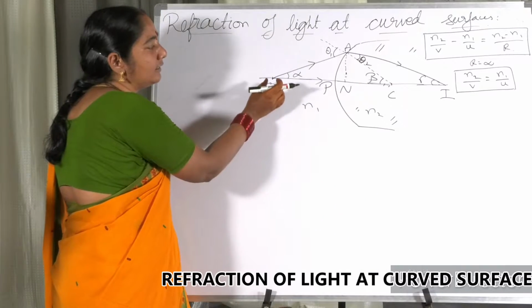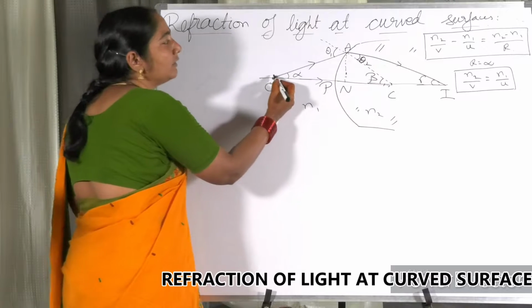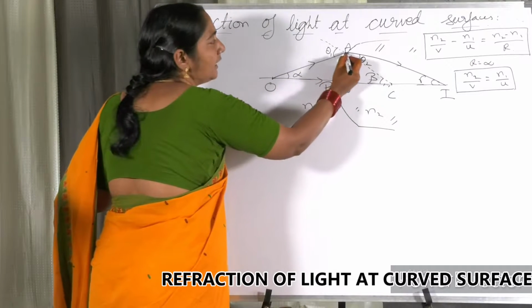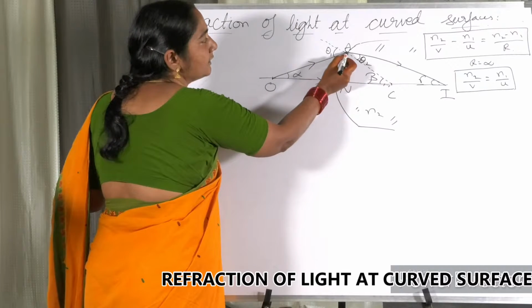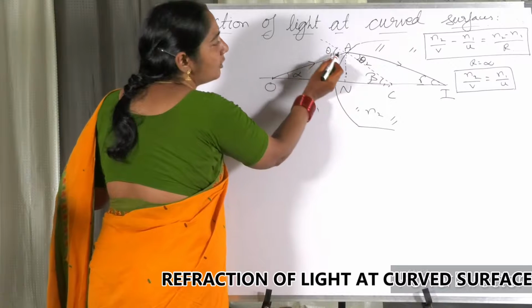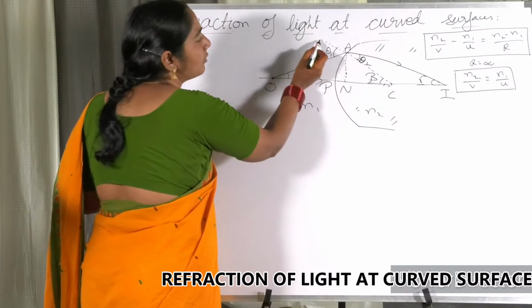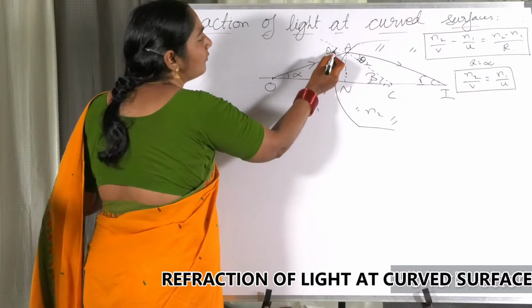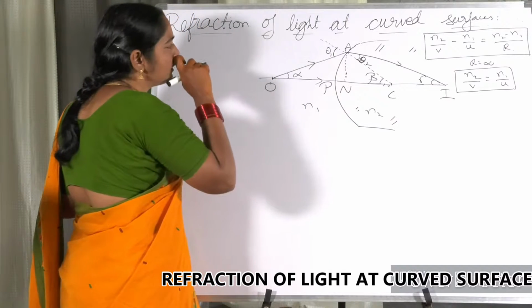Please try to understand. This is the object. From the object one ray is going. This is the incident ray. At this point A, it is getting incident on this surface. And this is the normal drawn. And this incident ray makes the angle of incidence. Theta 1 is the angle of incidence.